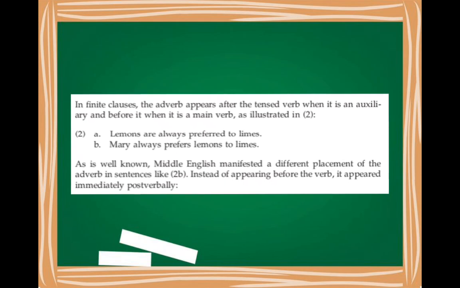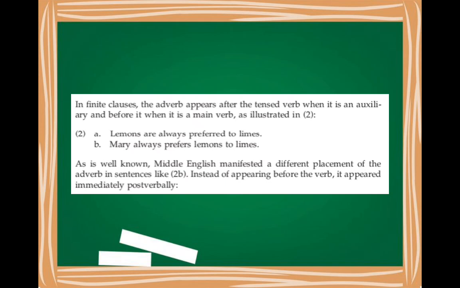In finite clauses, the adverb appears after the tense verb when it is an auxiliary and before it when it is a main verb, as illustrated in number 2. In 2a, we have: Lemons are always preferred to limes. In 2b: Mary always prefers lemons to limes.